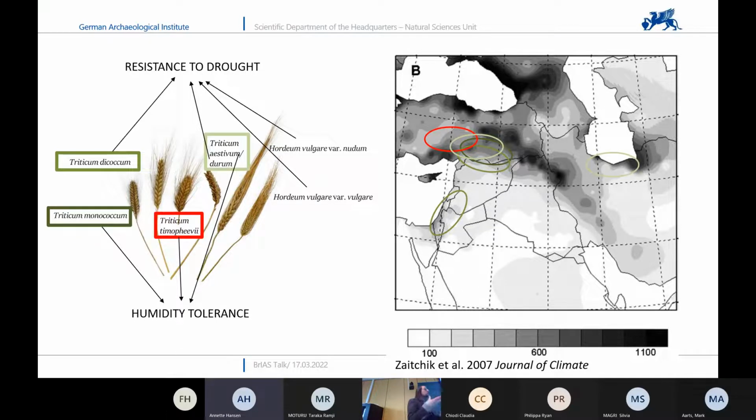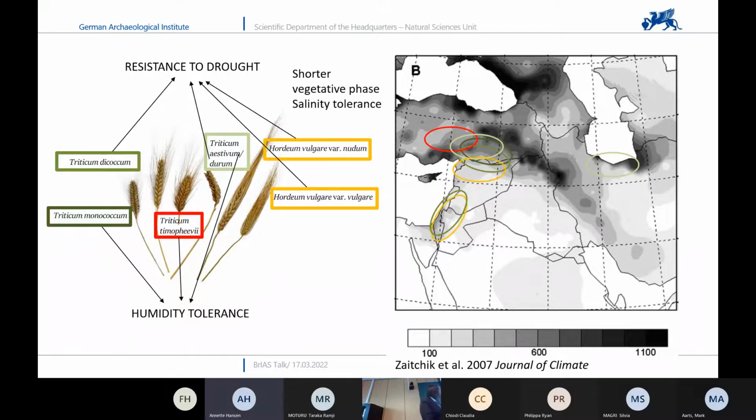And for naked wheats, we have both types. So there's bread wheat and there's durum wheat. Durum wheat is what we have in the Mediterranean, and this one is really adapted to dry climate. Bread wheat is much more flexible and can be grown in wetter areas.